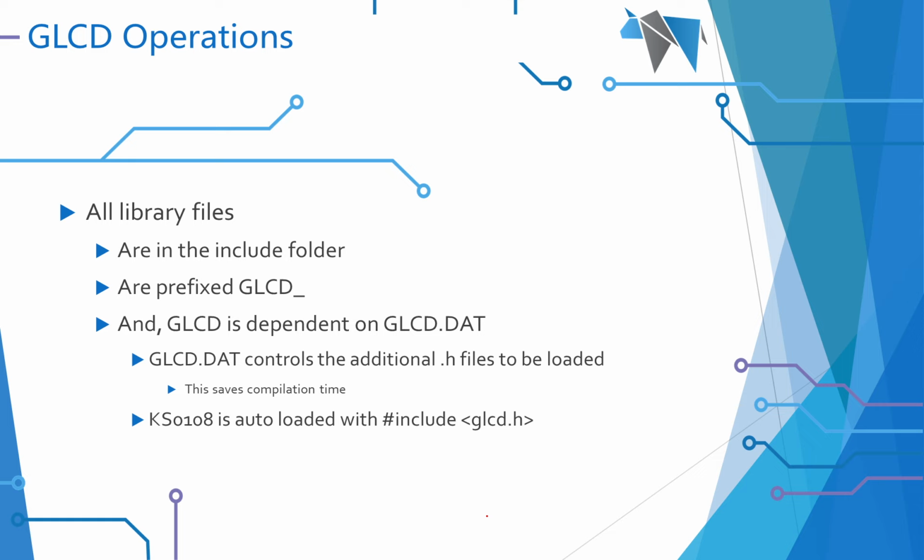But the one that I'm going to be looking at today is called a KS0108, one of the oldest GLCDs. It's just automatically loaded when you load GLCD.h. If you have an include statement like this, include glcd.h, it just loads it in, because it's the obvious one to load, because it's got many of the core functions in it.